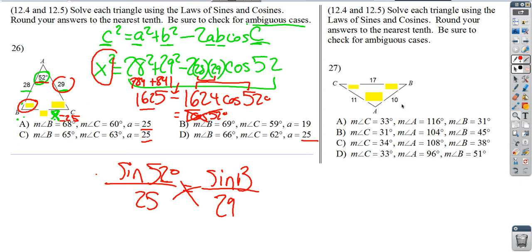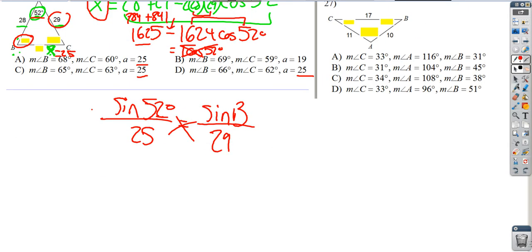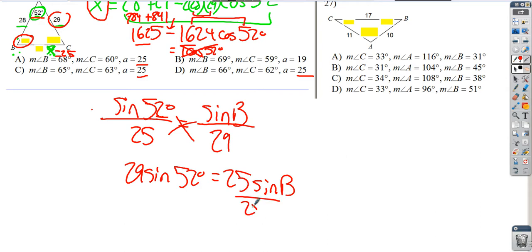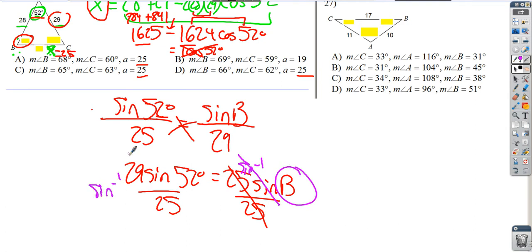So let's do that. And we're going to end up with 29 times the sine of 52 degrees is equal to 25 times the sine of b. We'll divide both sides by 25. And then to find what angle b is, we need to cancel out the sine, and we do that by taking the inverse sine. So those will cancel. And obviously whatever we do to one side needs to be done to the other. So the inverse sine of that number should be whatever angle b is.